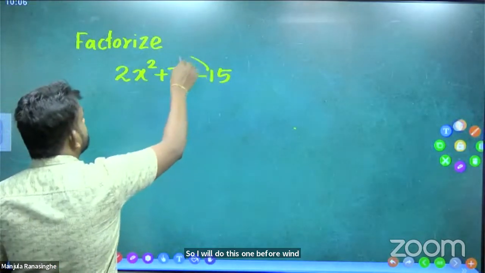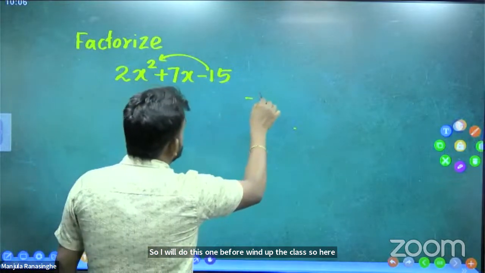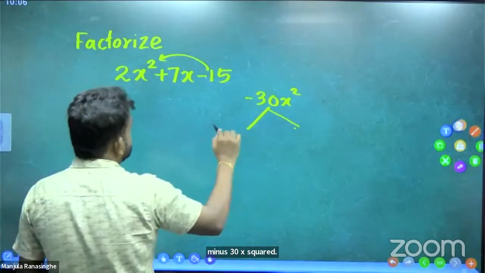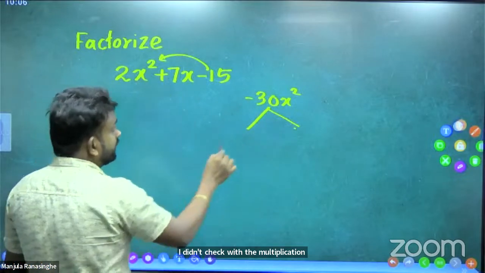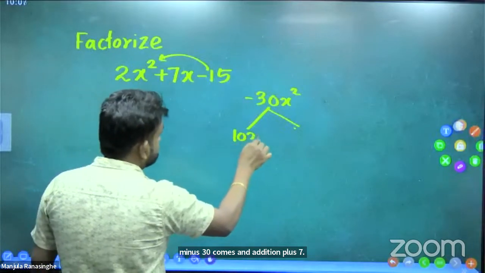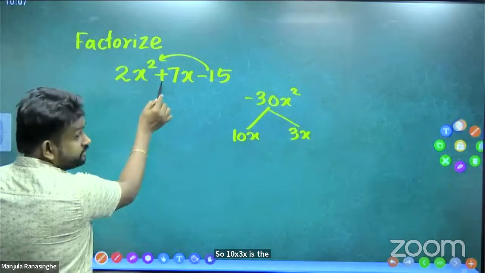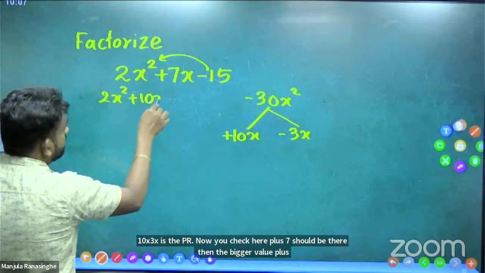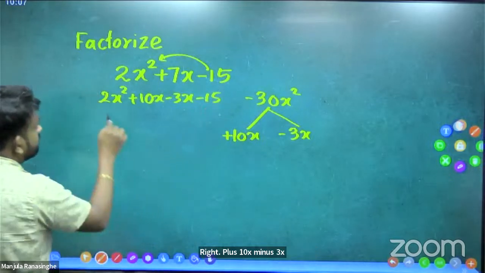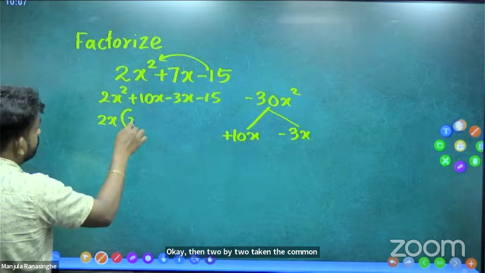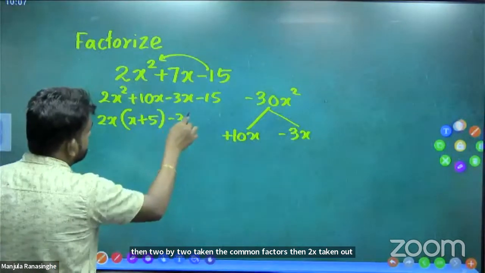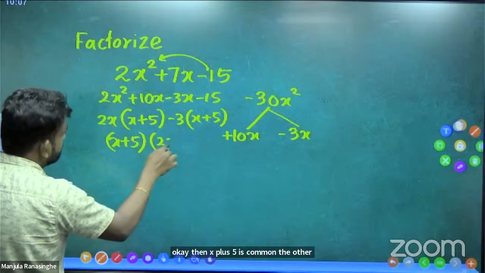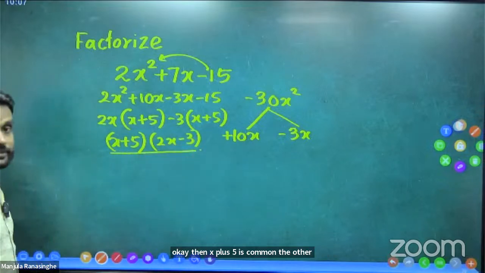Here minus 15 into 2x squared multiplied gives you minus 30x squared. Then check the multiplication: minus 30 and addition plus 7. So 10 into 3 has a difference of 7 units. So 10x and 3x is the pair. Plus 7 should be there, so the bigger value is plus and the smaller value minus. Now replace: plus 10x minus 3x minus 15. Then taking common factors, 2x taken out gives x plus 5, and minus 3 taken out gives x plus 5. Then x plus 5 is common, the other one is 2x minus 3. So these are the factors.